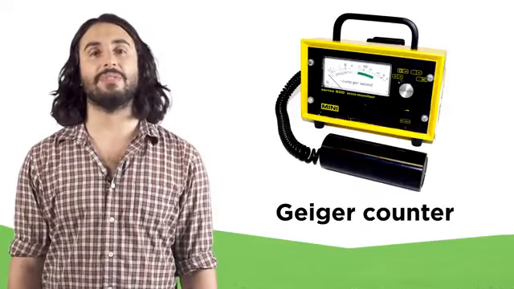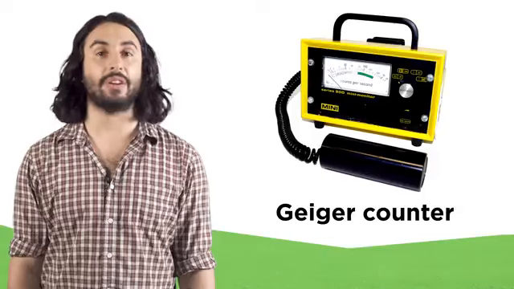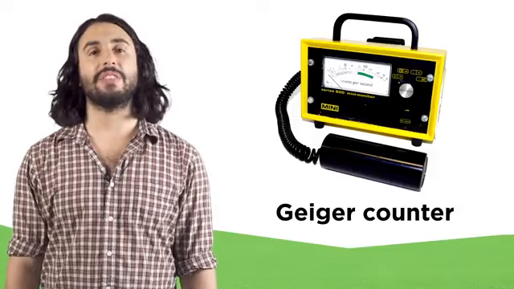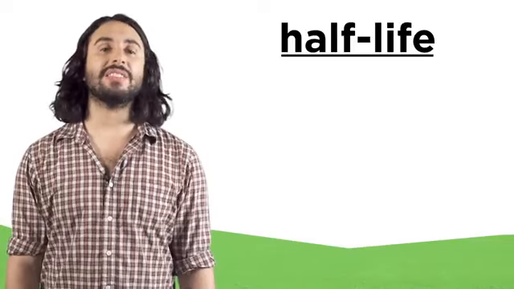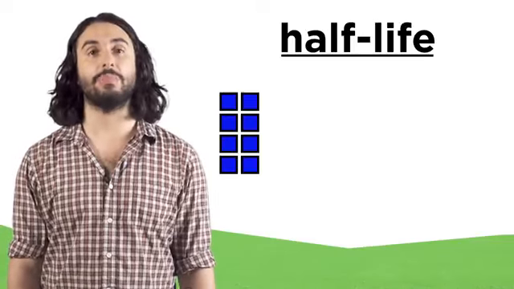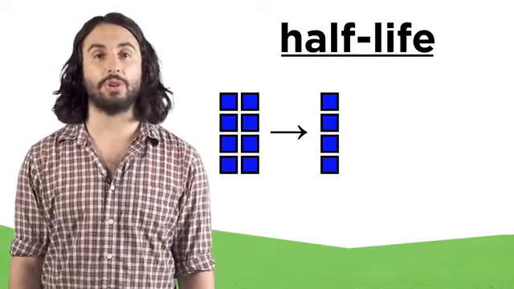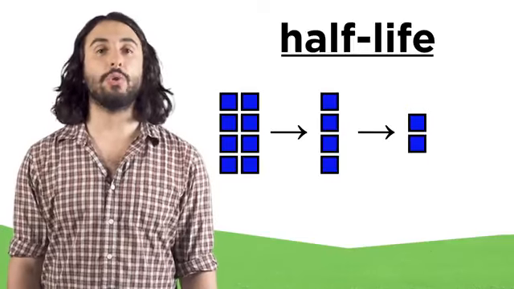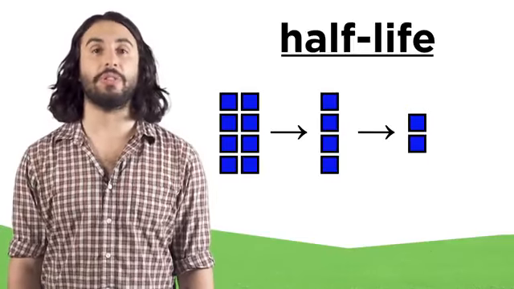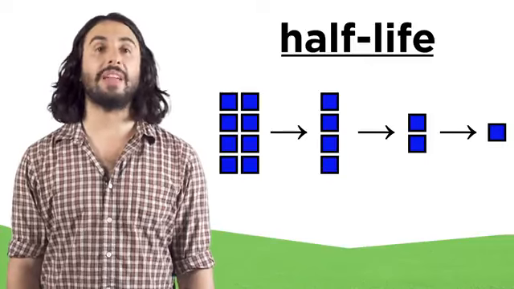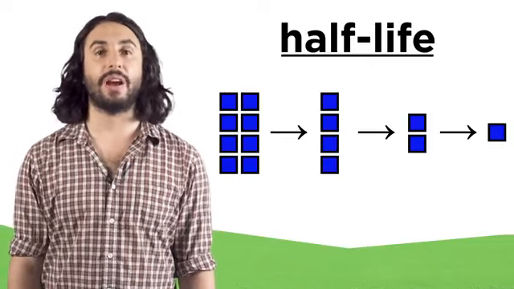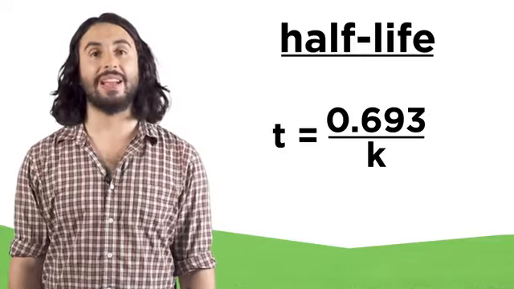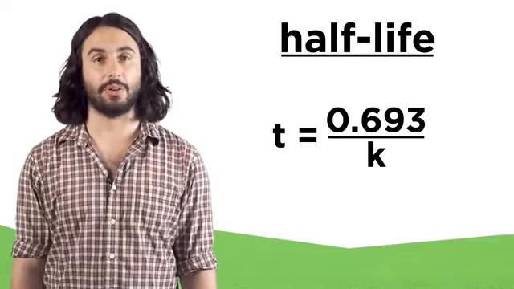So we have ways of detecting radiation like Geiger counters. We will often talk about radioactive material in terms of a half-life. This is the time it takes for a material to be depleted to half the original amount. After 2 half-lives, there would be 1/4 the original amount. After 3 half-lives, 1/8, etc. Half-life is given by the following formula, where K is a constant specific to the material.